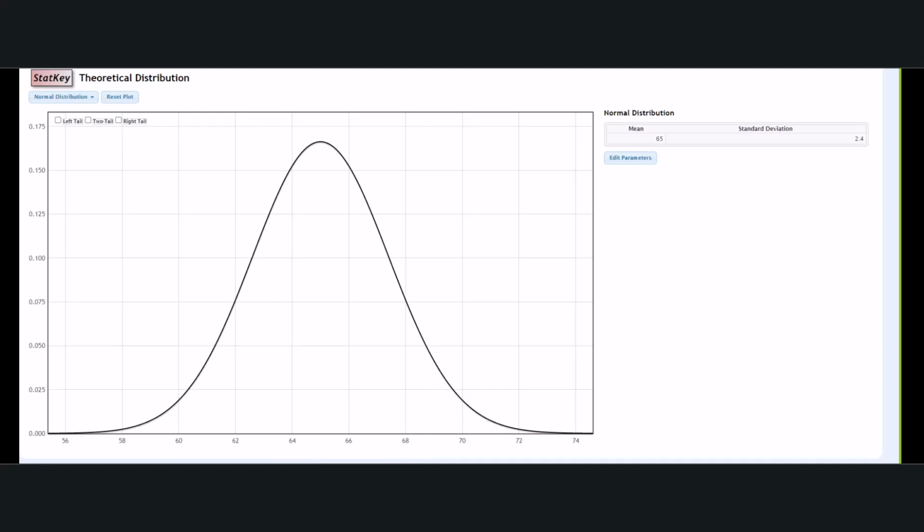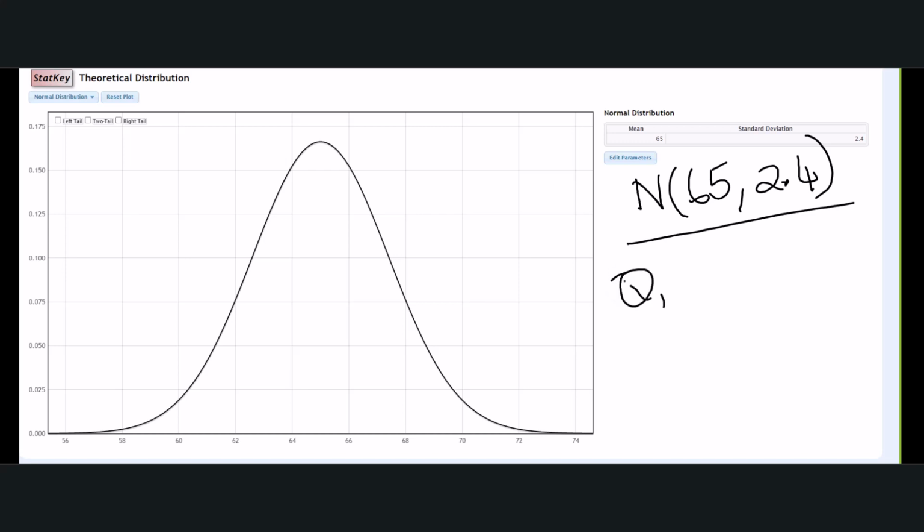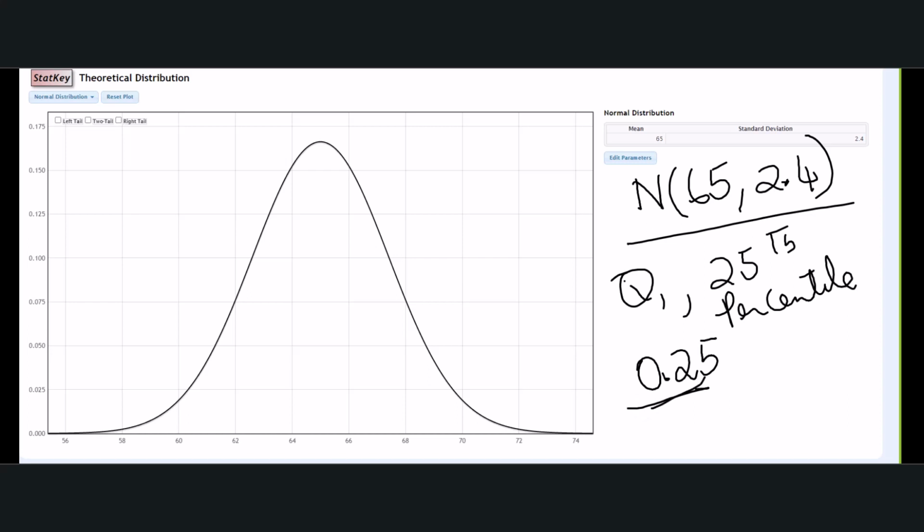Say for instance we would like to find the first quartile of this distribution, the same distribution which was normal with mean 65 and standard deviation 2.4. So we have to find the first quartile, which is the 25th percentile, right? And 25th percentile means what? 25% of the area is to the left of this value Q1. So that means the area to the left of Q1 is 0.25.